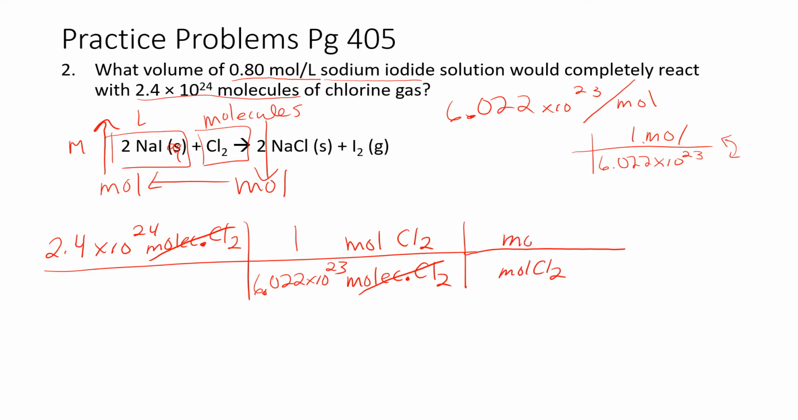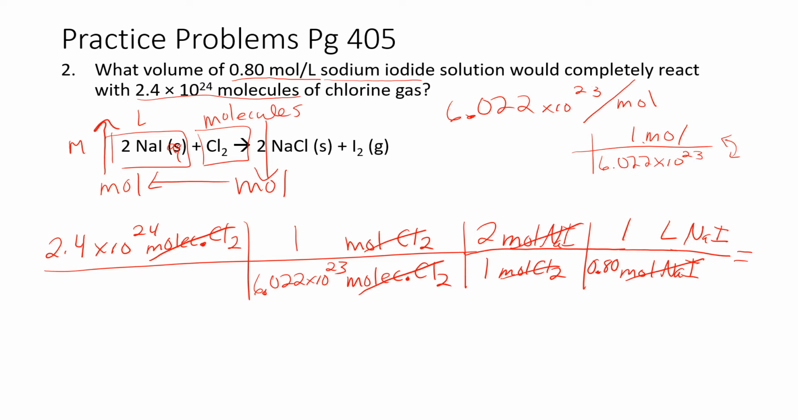We want moles of NaI, sodium iodide. And our coefficients are 2 and 1. So we can get rid of our moles of chlorine. We want to go from moles of sodium iodide to liters of sodium iodide. And this is where they give us our molarity. So we have 0.80 moles per liter of sodium iodide. All right, so we're using that molarity to change our moles to liters. And now we can calculate.